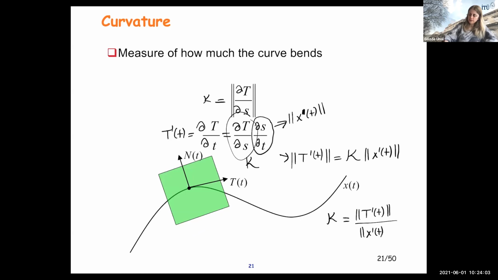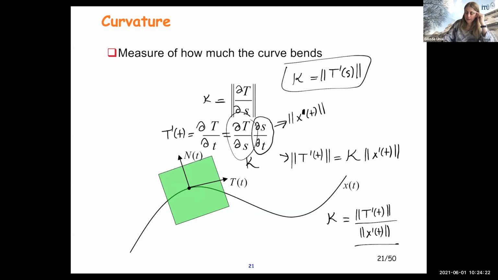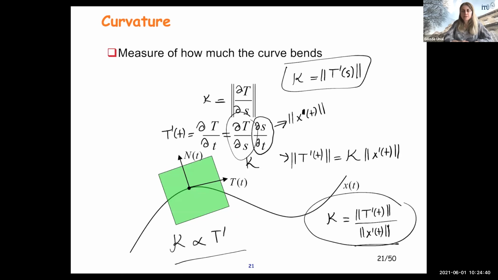You have to normalize by the magnitude of the tangent, okay? That's what this slide is saying. That's the importance of arc length parameterization. If it's really arc length parameterized, you see it's itself, but with an arbitrary parameterization, curvature is defined in this way. But the important thing, maybe forget about all these derivations. You see, curvature is proportional to the t prime, right? That's the point, actually.